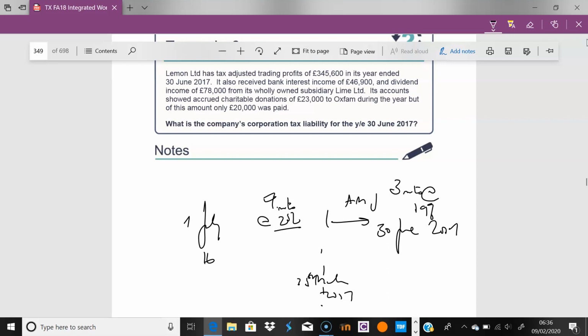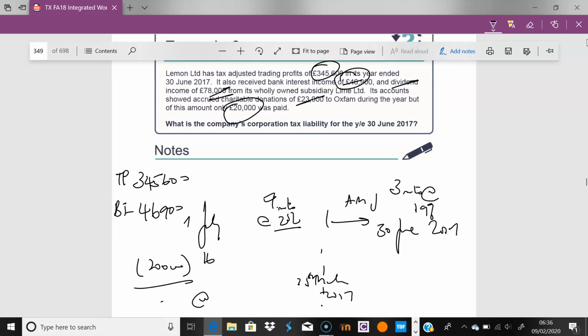So ignore this. It says this is accrued. You're not interested in the accrued. You're interested in the actual QCD that was paid. We're not interested in dividend income because we don't charge that again. You're allowed this. Your calculations are composed of the trading profits and the bank interest income, 46,900, I believe that is, and we are deducting 20,000 of QCDs to get our answer. And of course, split that. Split the 9 months at 20% and the other 3 months at 19%, and you're there.